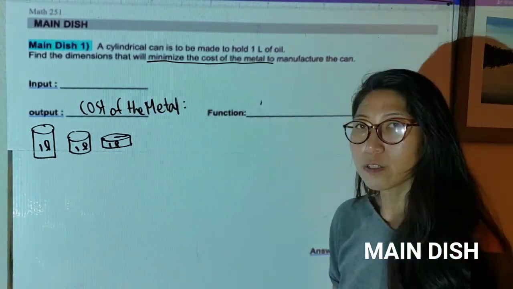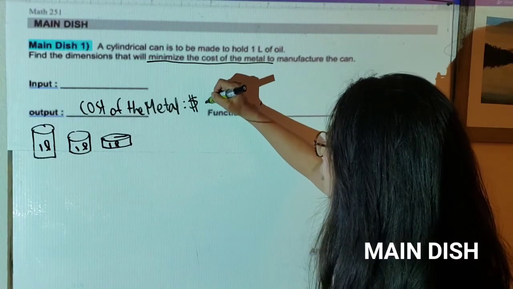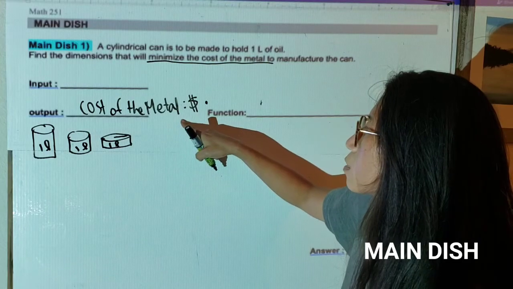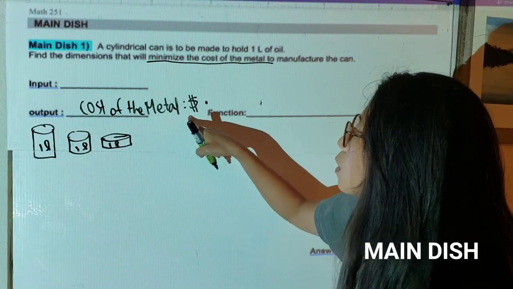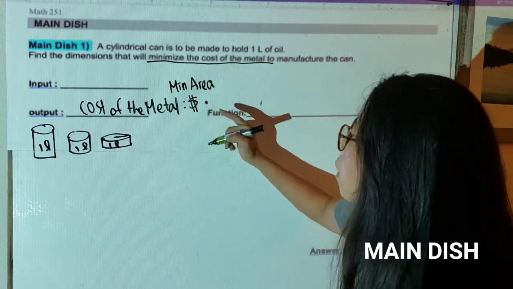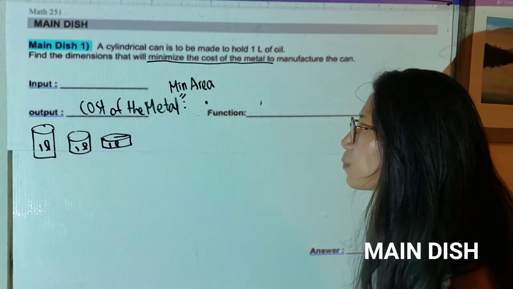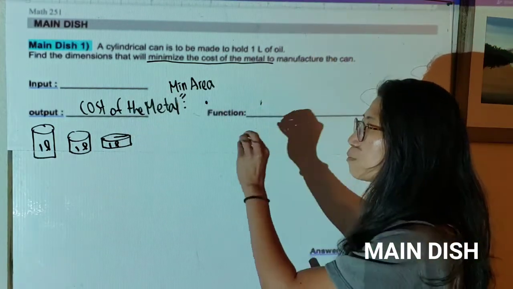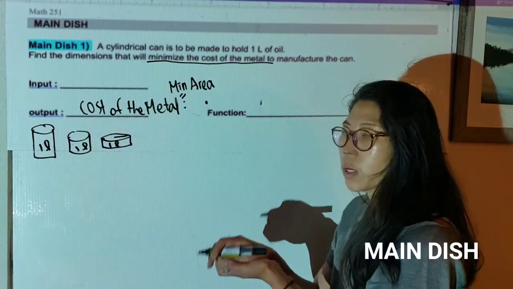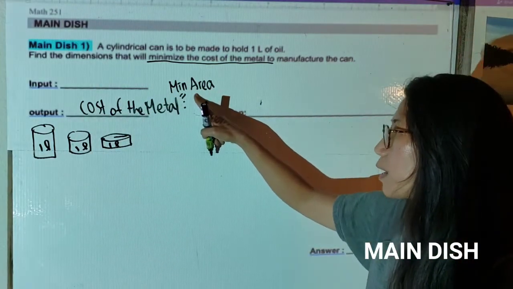How do we check the price? Price is going to be money times material. But in this case, they didn't actually tell us the amount. So we are going to find the minimum area that will minimize our cost. The hidden question is, I cannot find the cost, but if I find the minimum surface area, that will minimize my cost. So we are going to set our output as the minimum area of a cylinder.